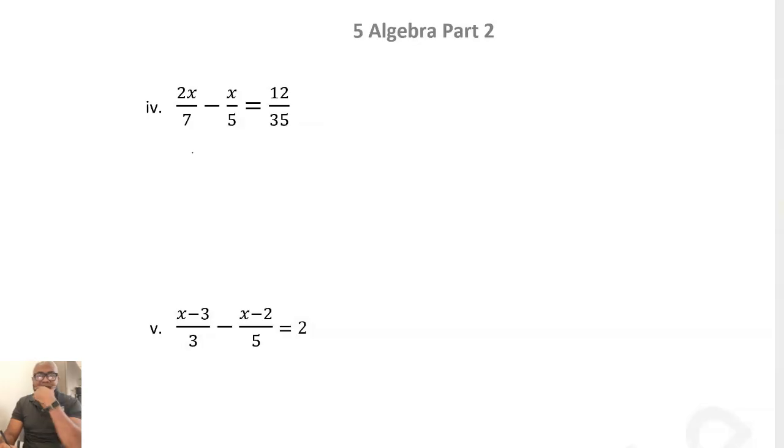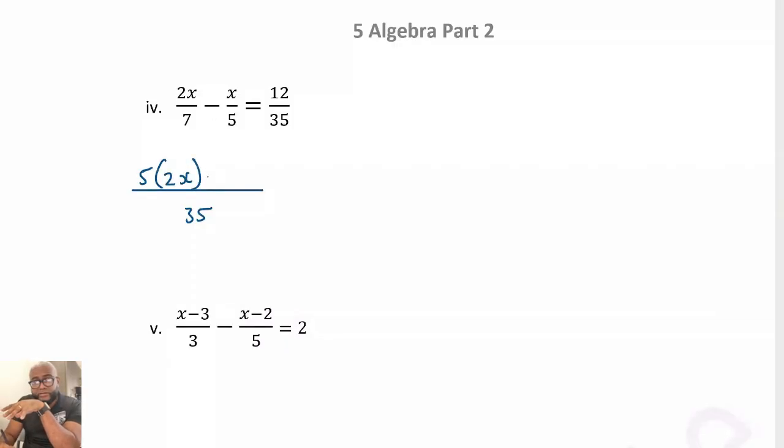What is the LCM here? I want to show you all something with this question. What is the LCM here? 35? 35, okay. So 7 into 35 is 5, right? And then you multiply 5 by 2x, right?